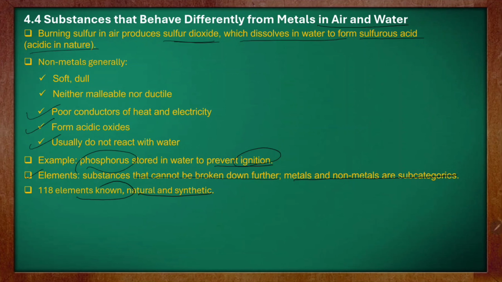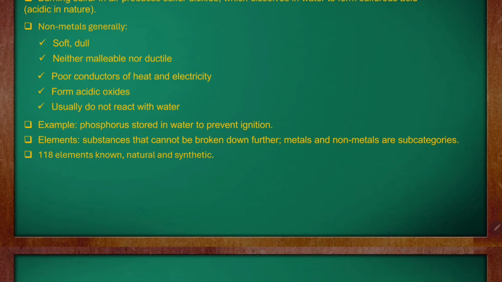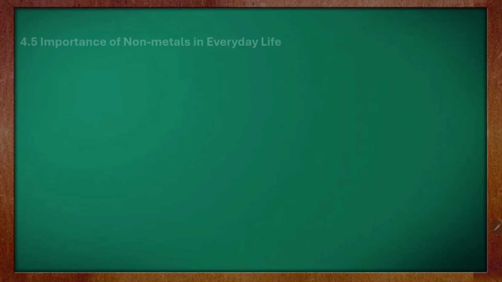Okay, presently there are 118 elements, and these elements are the basic building block of all matter. Some are naturally occurring while some are artificially made in the laboratory, and we'll study more about this in your higher grades. Here what you need to understand is that both metals and non-metals are subcategories of what? Element, which cannot be further broken down into simpler substances.